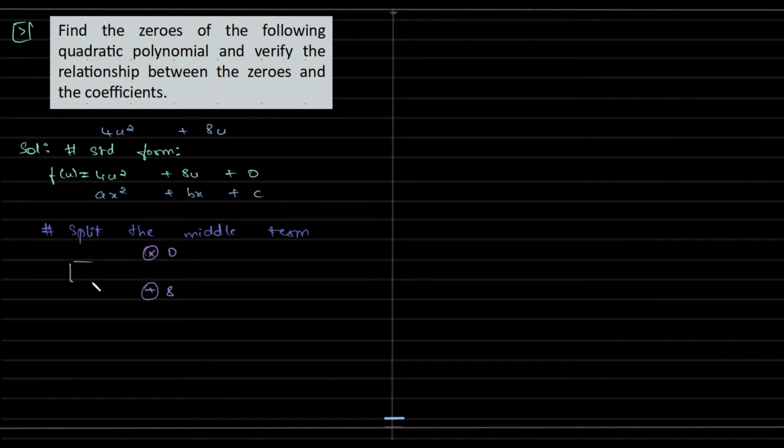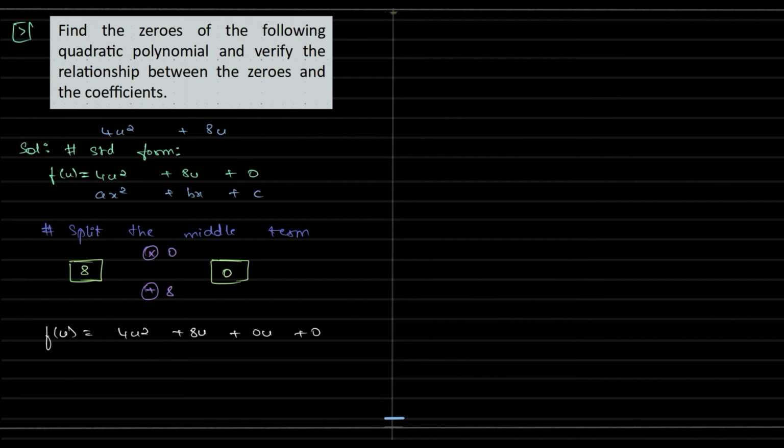So can you guys guess what are the two numbers? Make an educated guess. Well, when I multiply, I should get 0, so one of the numbers has to be 0, and when I add, I should get 8, so the number has to be 8. So basically, you're splitting to the same thing: 4u square plus 8u plus 0u plus 0.